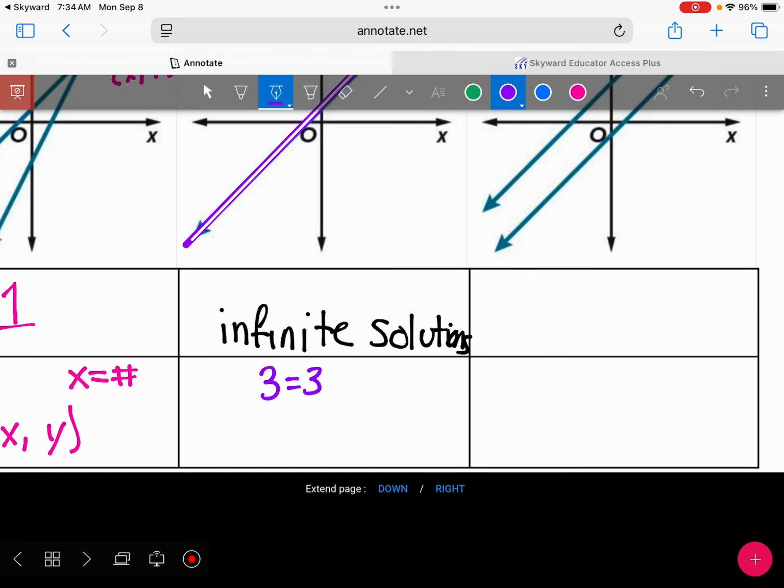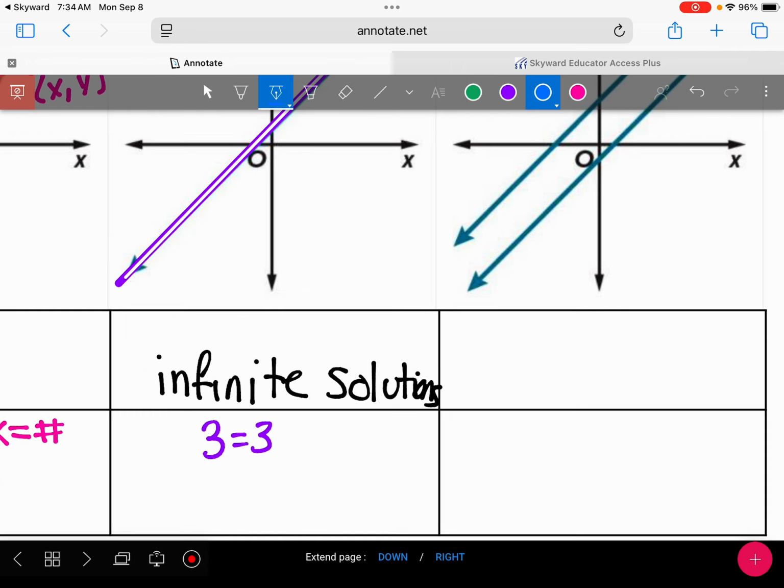When we have something like this third one, our parallel lines, do those ever cross? No. That is kind of like the definition of parallel lines, is they're never crossing. So if we're looking at intersections here, that's not going to happen. This is when we're going to have no solution. So no solution means they're never, ever, ever going to cross.